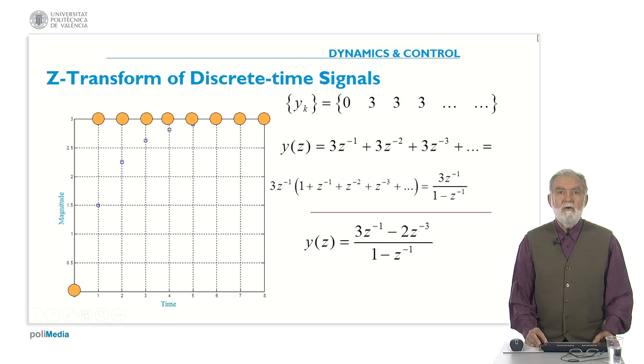So based on this conclusion, if, for instance, we have a signal like this one, that means that it is the sum of the previous one minus 2, the previous one multiplied by Z minus 3. That means a delay of 3 units of time. So we can derive that this is the signal corresponding to this Z transform.